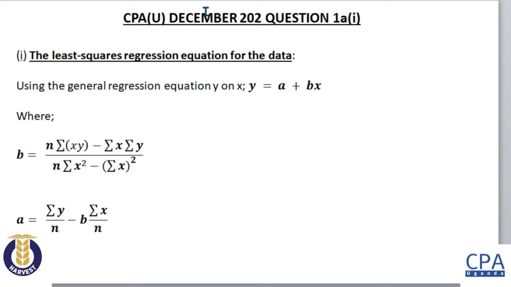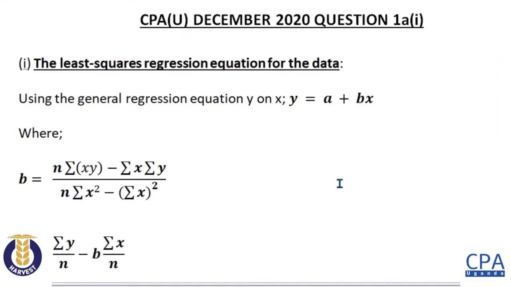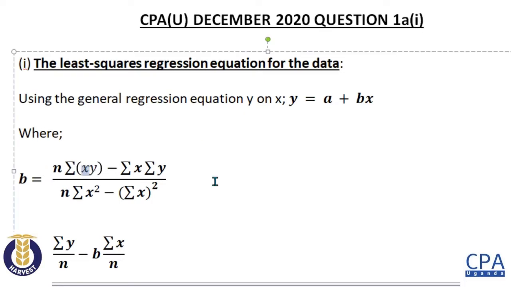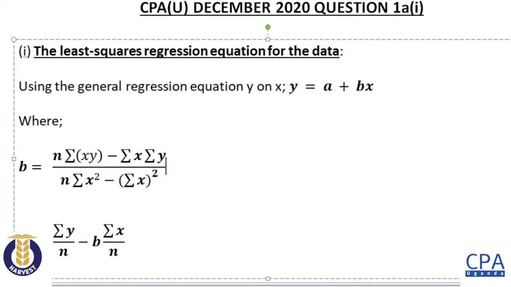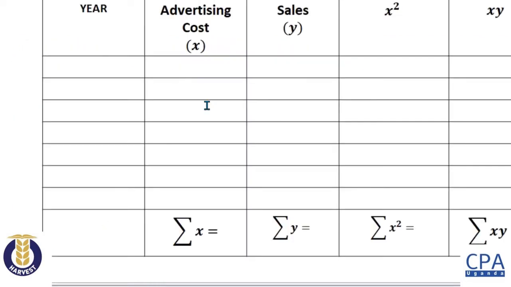We are using, this is December 2020, question 1 part A. So using the least squares regression equation, y is equal to a plus bx, we are interested in xy, the summation of x, the summation of y, the n, which is the number of years, and then x squared. So definitely this table will come in handy.